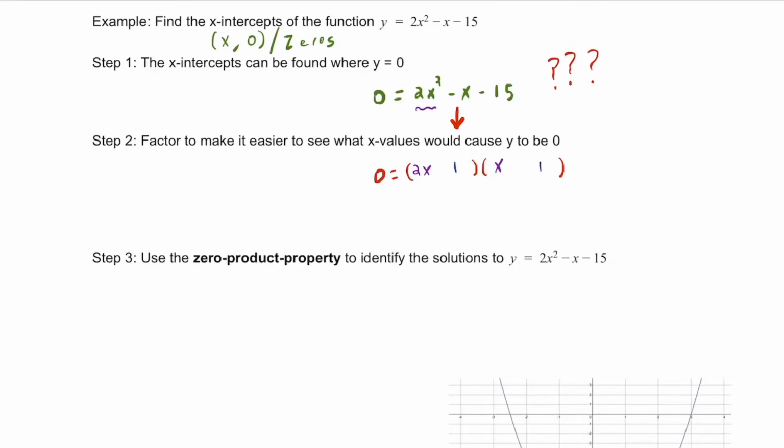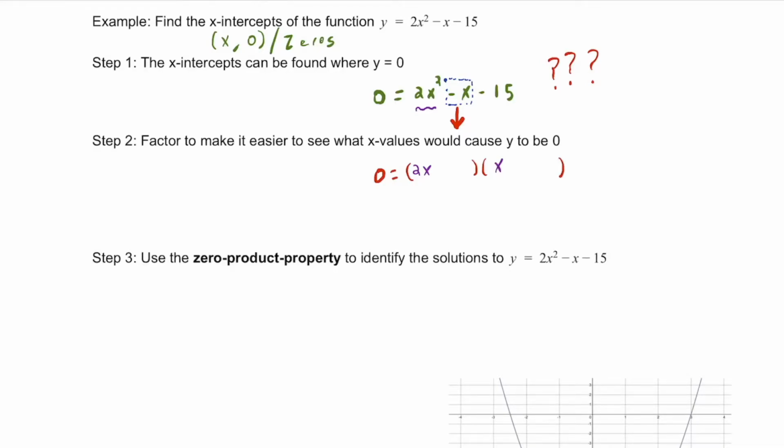I could say 1 and 15. Then I could try 15 and 1. Then I could try 3 times 5. And I could try 5 times 3. And it's just a matter of going through these combinations until you can see which one will give us a middle term of negative 1x.